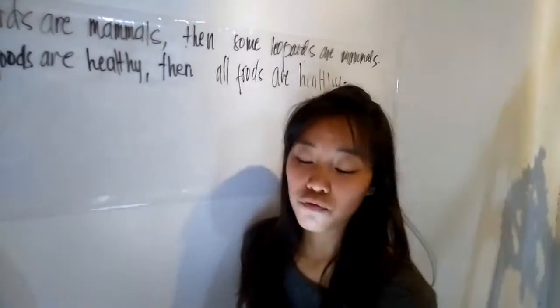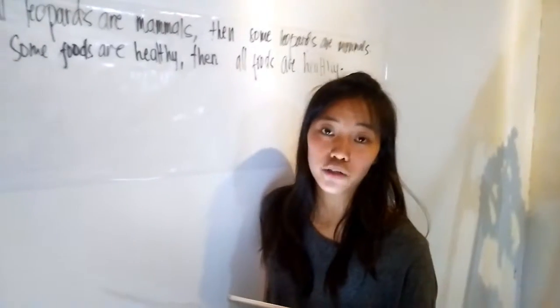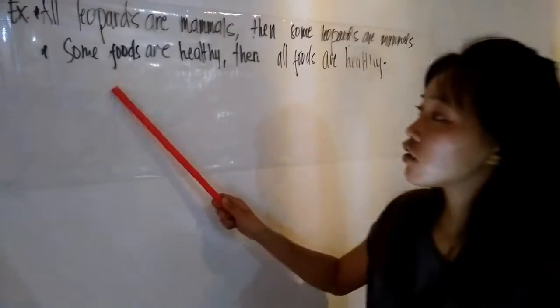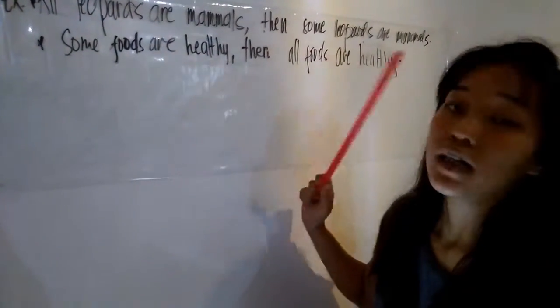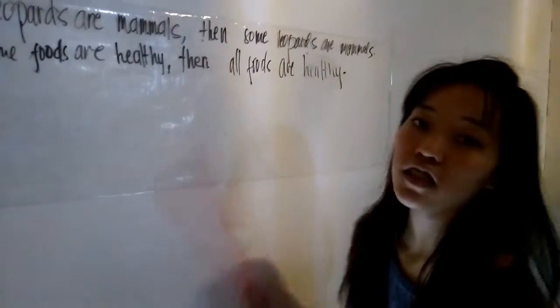If the particular is false, the universal is false. If the particular is true, the universal is true. The particular some foods are healthy is true. The universal then all foods are healthy is false.